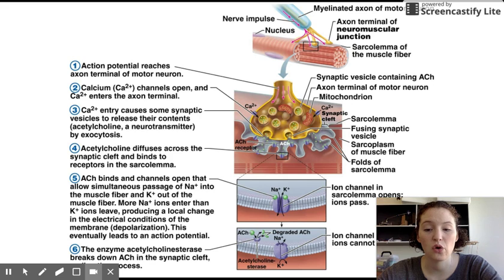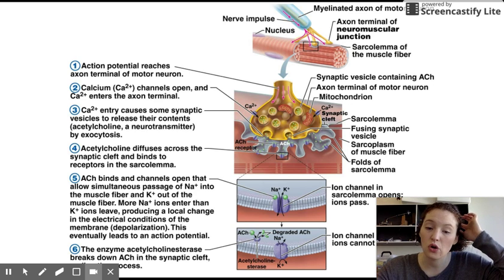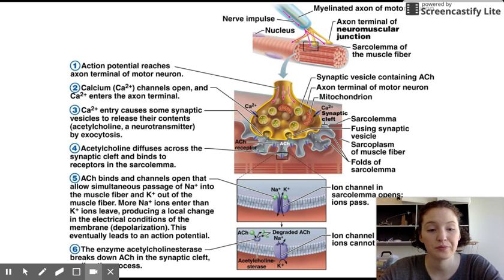So now we have acetylcholine in the synaptic cleft, and it diffuses across the synaptic cleft, going from the neuron to the myofibril, and it will attach to receptors located on the cells here. Okay, so we're attaching to receptors and binding. Here we have a protein channel, and notice these green circles are acetylcholine binding to the channel.